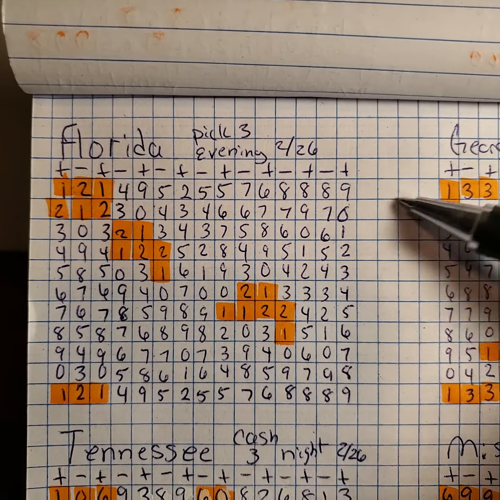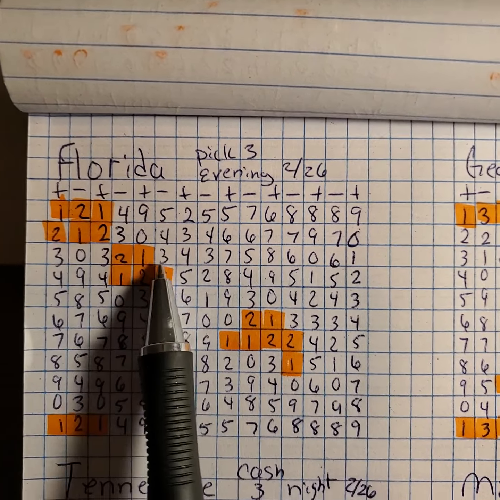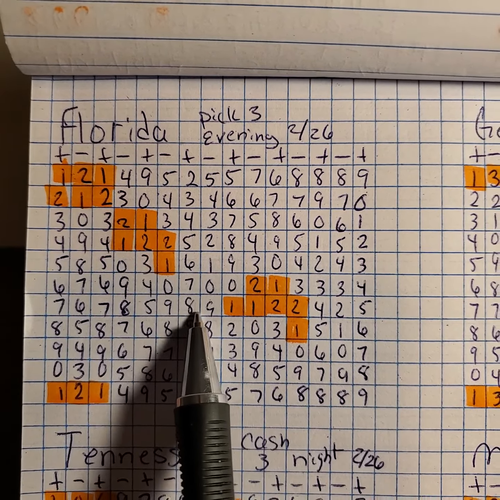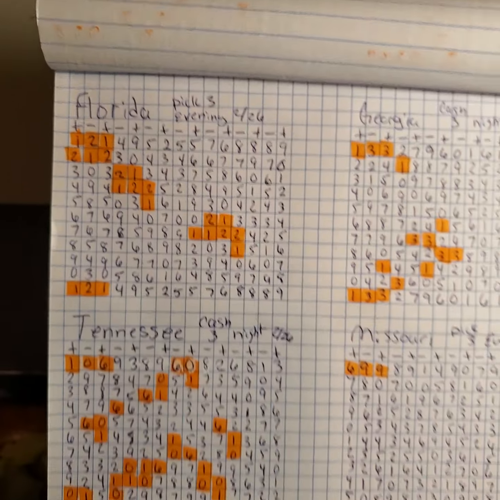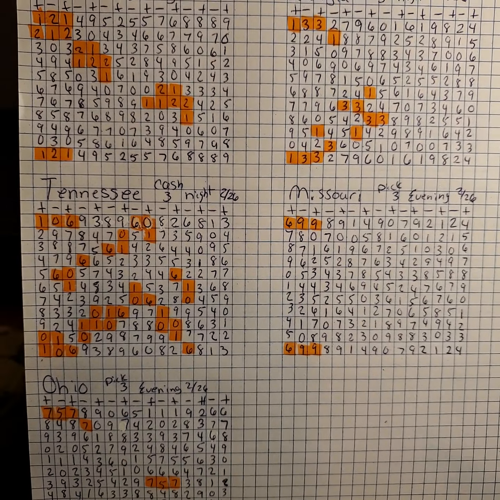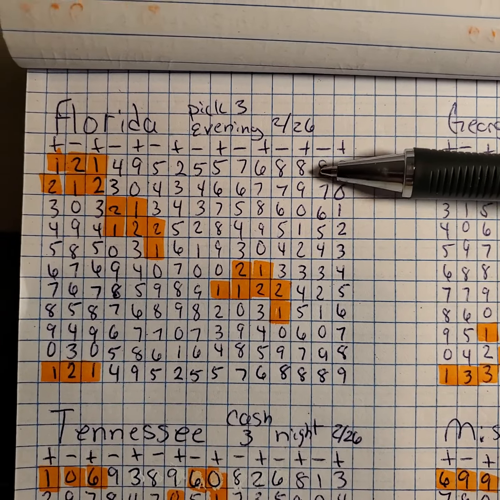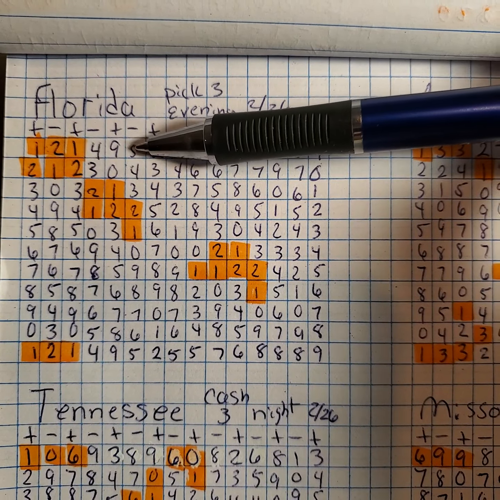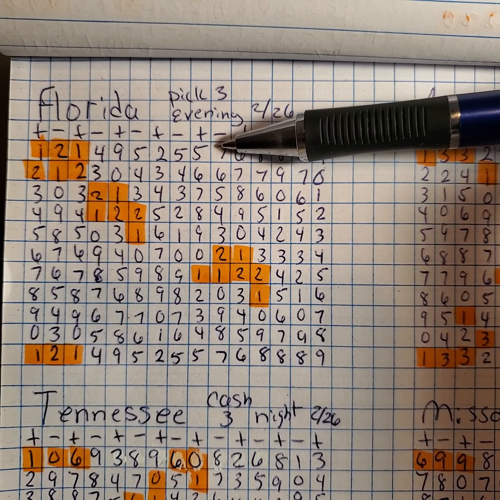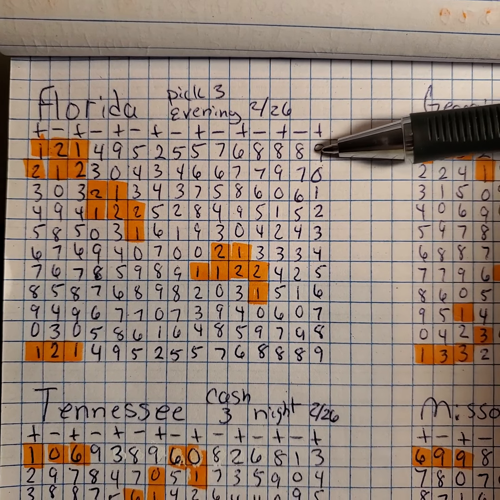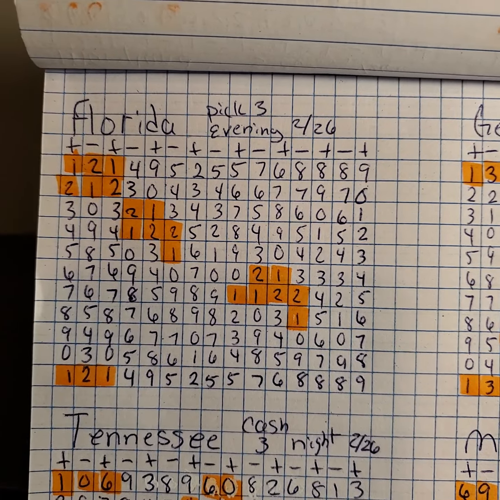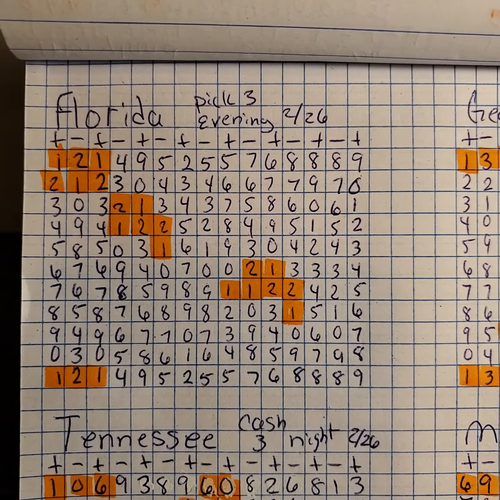What you'll do is you will take the last 5 winning numbers. You can do it one of 2 ways. This particular grid here is actually on my website at magnoliamoney.net, along with, as you can see, other states as well. But what you'll do is take the last 5 winning numbers: 121, 495, 255, 768, and 889. These are all of the last night's winning draws for the last 5 days. Those are the evening draws for Florida.